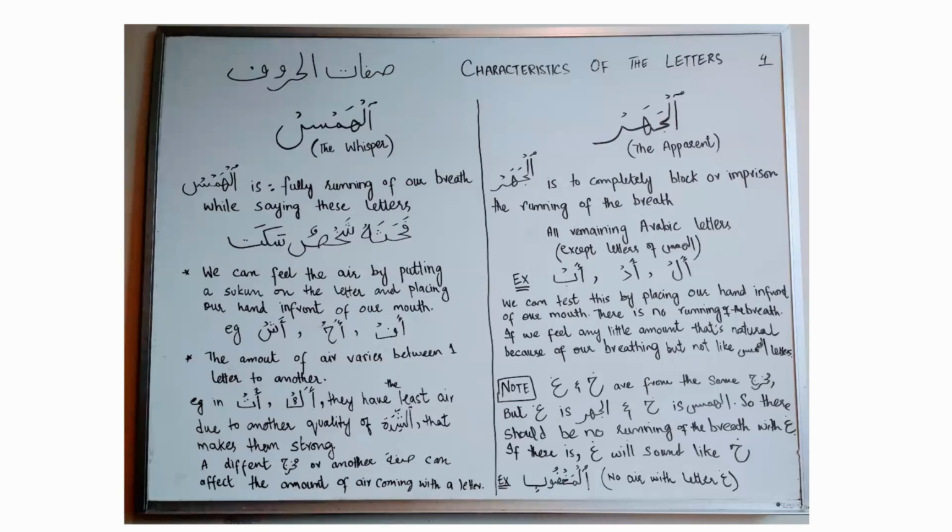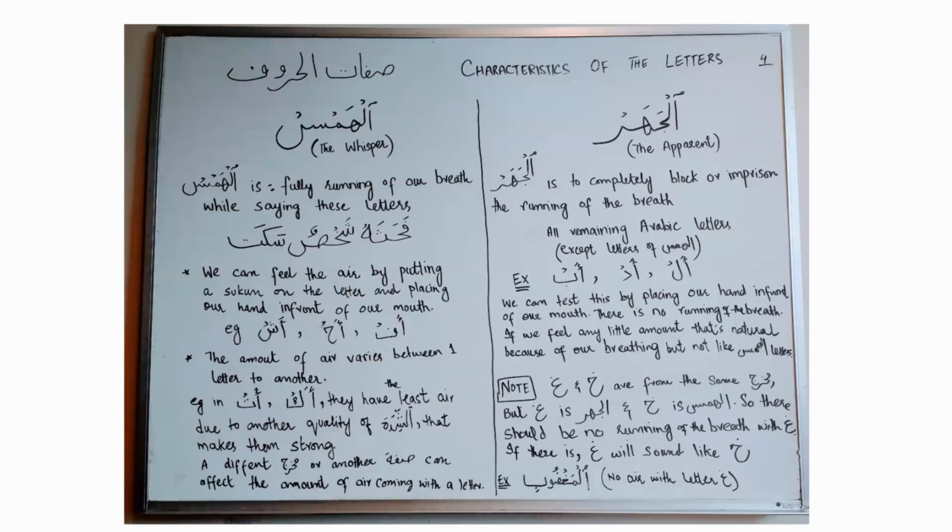Let's try it again. Af, ah, ath, ash, as, ak, at. So Hams is the full running of our breath while saying these letters. فَحَثَّهُ شَخْصٌ سَكَتْ. And opposite to Al-Hams is Al-Jahr.